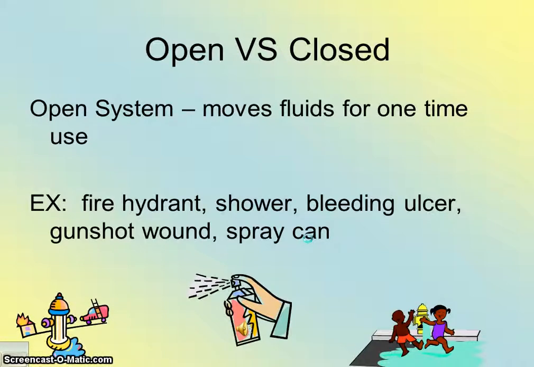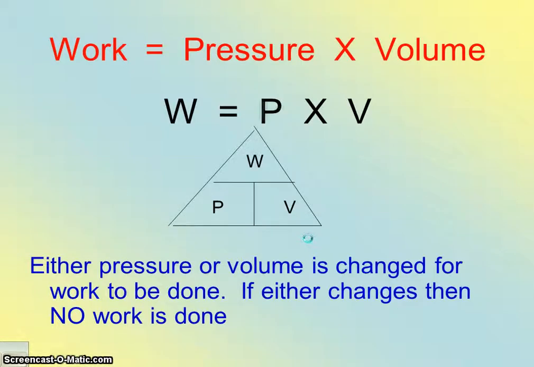Bleeding ulcers, same way. It's basically a hole in that circulatory system. You can bleed out, you can die from that. Gunshot wound, same thing. Spray can, you're spraying. One-time use. Now the equation that we're going to use is work equals pressure times volume.